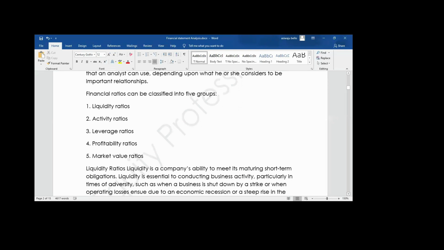Let us take the explanation. Liquidity ratio. We are familiar with this. Like I said, the topic we are dealing with is a familiar environment for us. Liquidity ratio measures the ability of a company to meet its maturing short-term obligations.